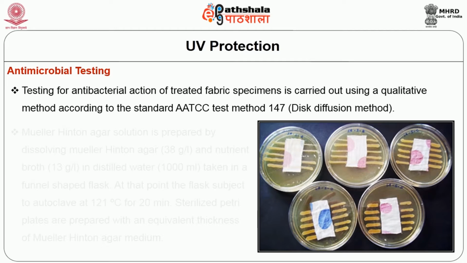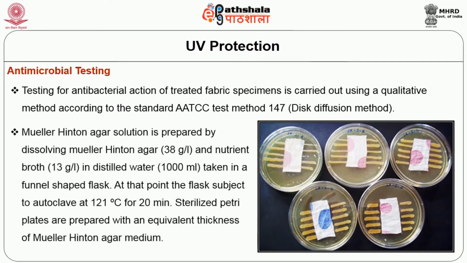It is carried out using a qualitative method described in the standard AATCC test method 147, shortly called the disc diffusion method. In this method, Mueller Hinton agar solution is prepared by dissolving the Mueller Hinton agar of 38 gram per liter and nutrient broth of 13 gram per liter in distilled water of 1000 ml, and they are taken in a funnel shaped conical flask. The flask is subjected to autoclave at 120 degrees Celsius for 20 minutes.